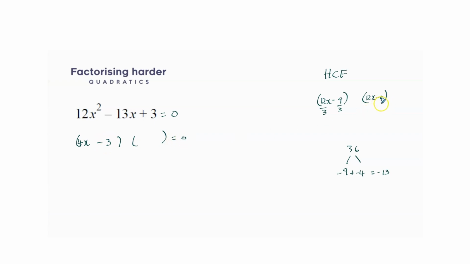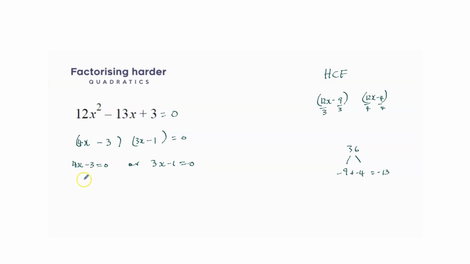The highest common factor of 4 and 12 here is 4. So 4 into 12x gives me 3x, and 4 into minus 4 gives me minus 1. So it means that we have factorized. Let us solve it now. We have 4x minus 3 equals 0, or 3x minus 1 equals 0.